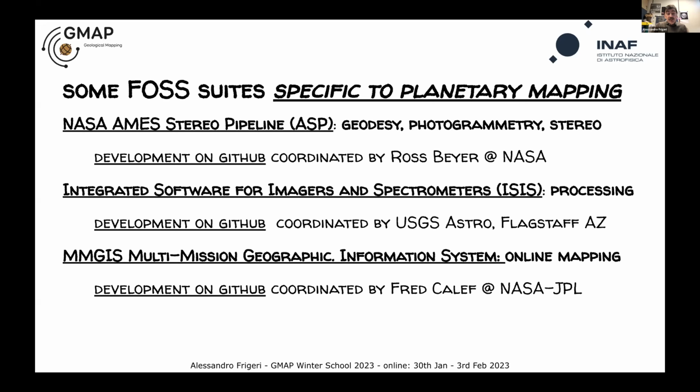And there is MMGIS, and we will hear more about it in a few minutes, which is interesting because it is a tool for online mapping, developed by NASA JPL and coordinated by Fred Calef. It has been developed by NASA, but I had the luck to use it, for example, for mapping the ExoMars landing site. This is a typical example of reusing free open source software without reinventing the wheel and starting every time from scratch.